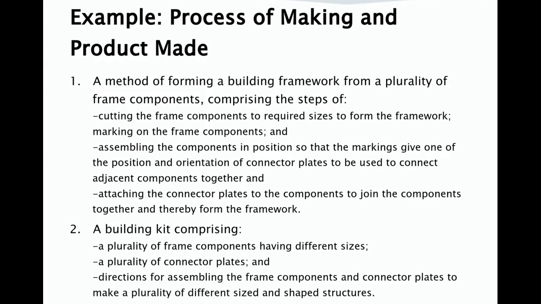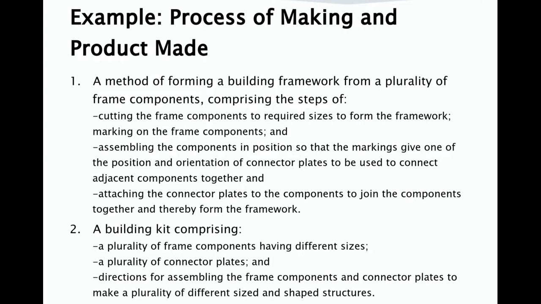Here, the claimed product is to a building kit for building a framework including frame components, connector plates, and directions. To prove that the claimed product is distinct from the claimed process, the examiner must be able to establish that the building kit can be made by a process materially different from the claimed method.